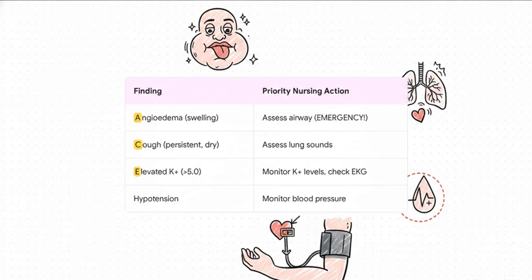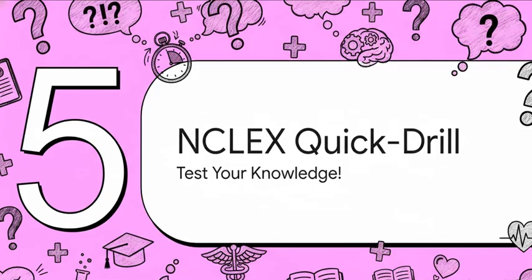And for E, elevated potassium, you're monitoring their potassium levels. Anything over 5.0 is a big red flag. You'll also want to watch the EKG for those tall, peaked T waves. And, of course, since these drugs lower blood pressure, you have to monitor for hypotension, especially after that very first dose.